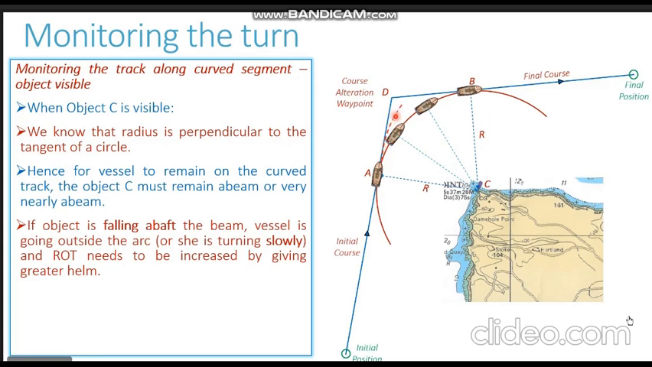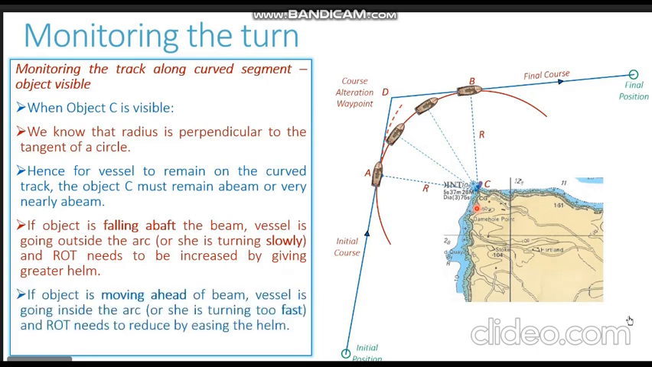So the vessel is going outside the arc. If the vessel goes outside, you will observe that the lighthouse will start to fall abaft the beam. This means that the vessel is turning slowly. The rate of turn needs to be increased by giving a greater helm angle. So at any point of time, the object falling abaft the beam tells you to increase the rate of turn and bring it abeam again.